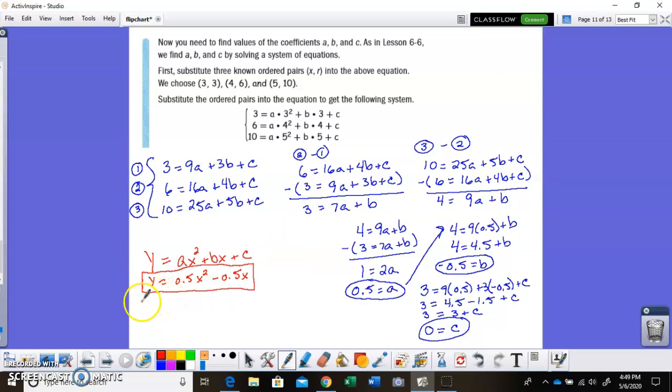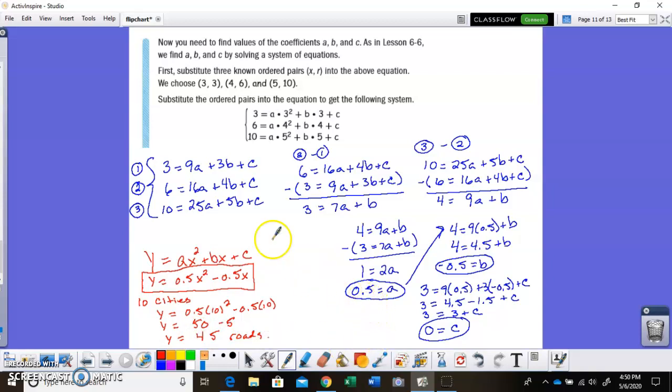So for instance, if I have 10 cities, how many roads do I need? Well, y is going to equal 0.5 times 10 squared minus 0.5 times 10. Well, 10 squared is 100, and half of 100 is 50, and half of 10 is 5. So that tells me if I have 10 cities, I need 45 roads.